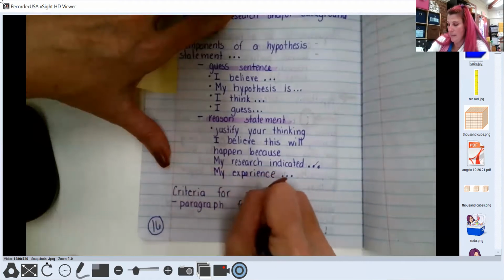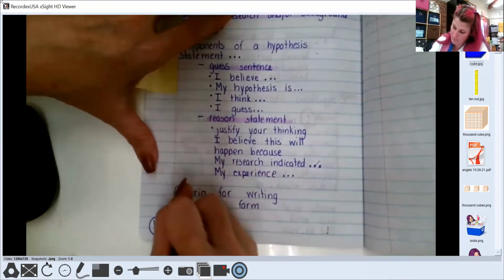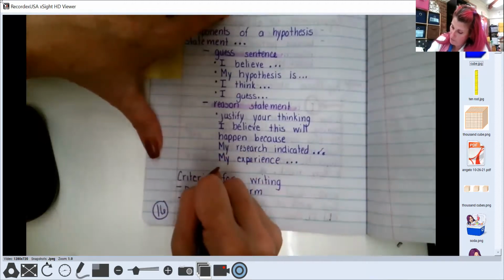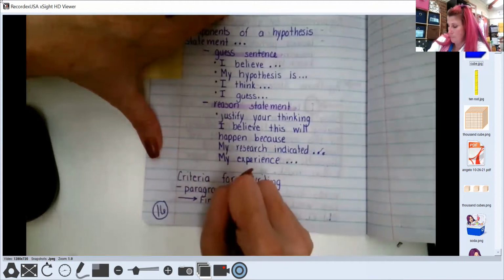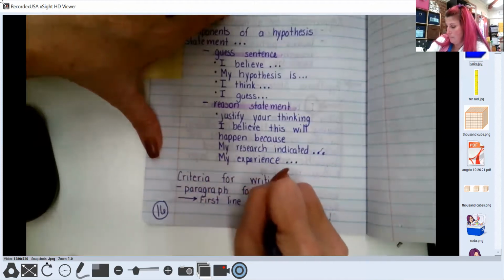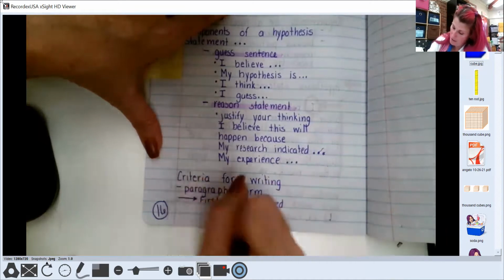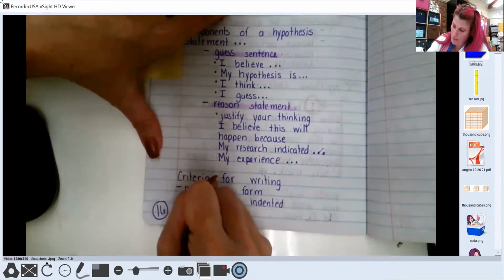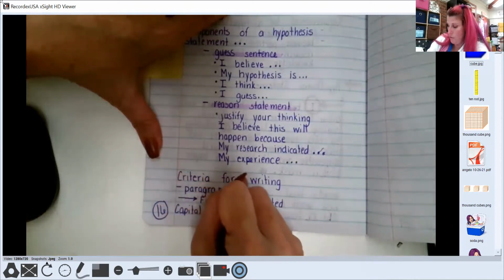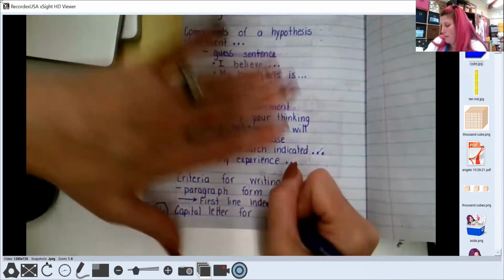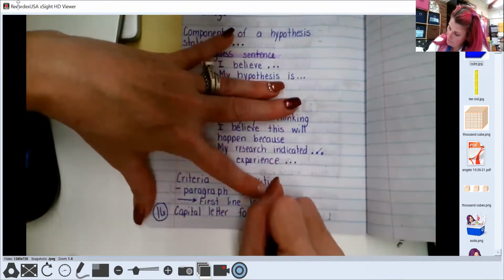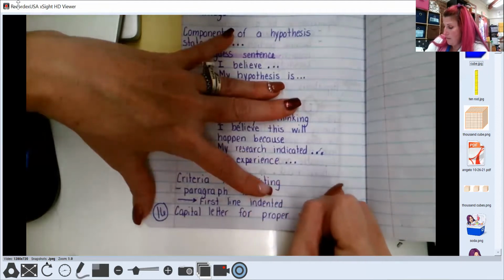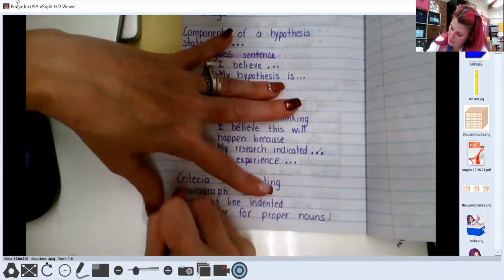And what that entails is first line indented. So I'll actually do that here. First line indented. Capital letters at the beginning of sentences, capital letters for proper nouns, and the beginning of sentences.